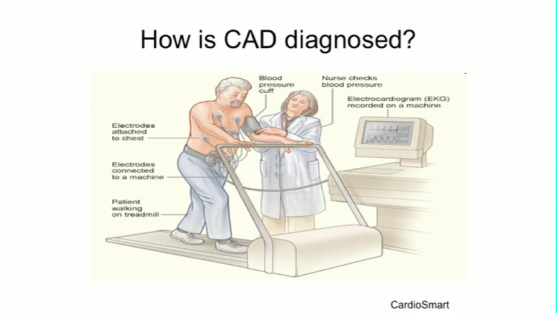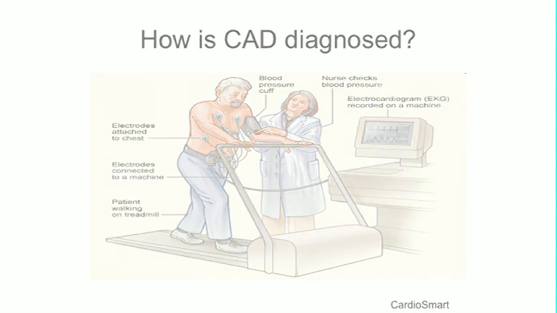One, it tells us how long you can walk for. Believe it or not, that's the biggest predictor of how well you're going to do. Your functional capacity, how many minutes you can stay on the treadmill for, tells us your prognosis longer term going forward. Also, we look at the EKG to see if it becomes abnormal with you being on the treadmill.